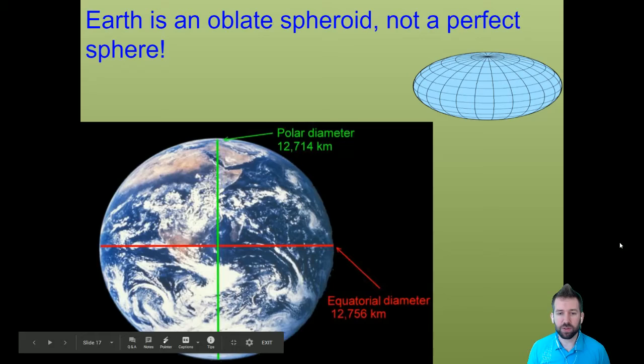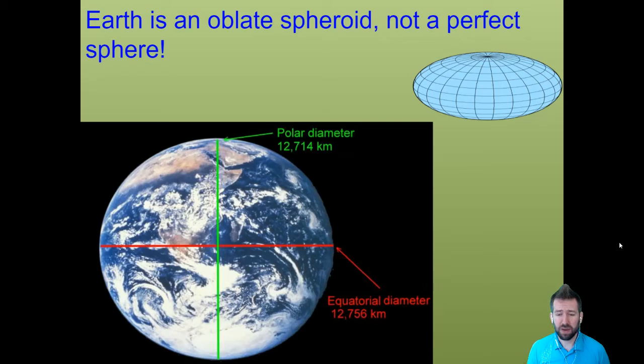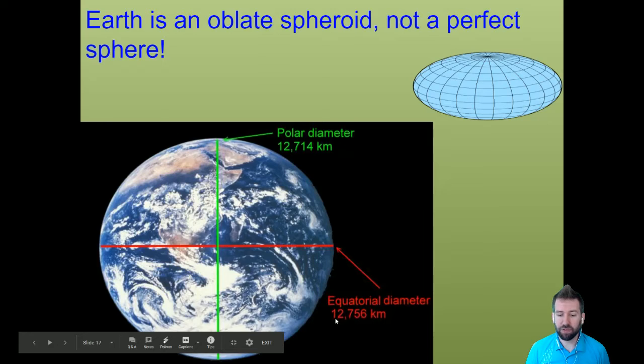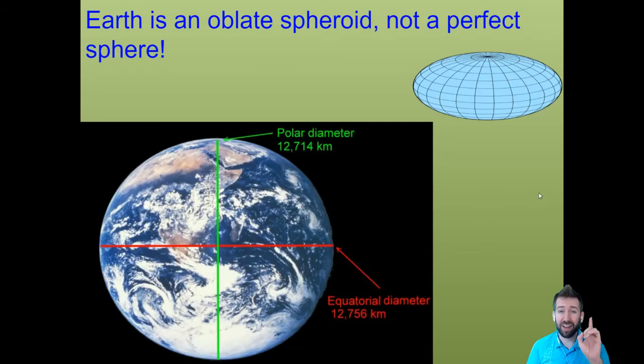So if you look at those two different measurements, they're very close, but the equatorial diameter, the diameter at the equator, is greater, right? 12,756 versus the polar diameter from pole to pole, it's 12,714. So it's not a perfect sphere. This is a shape showing what a really exaggerated oblate spheroid would look like, but that is generally the shape given it's a little bit chubbier in the middle.